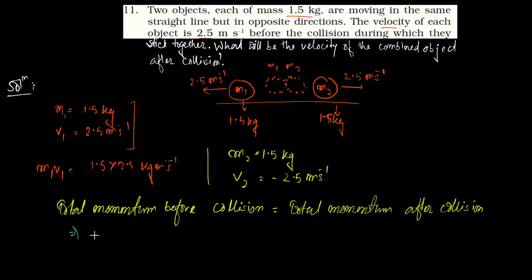Total momentum before collision is nothing but m1 v1 plus m2 v2. But what is actually given is that after collision they are going to move as one object. That means they are going to have a combined mass, m1 plus m2. If they move as a combined object, their velocity is going to be the same. That is represented by v, and we have to calculate v. So we will use the formula m1 v1 plus m2 v2 is equal to (m1 plus m2) into v.